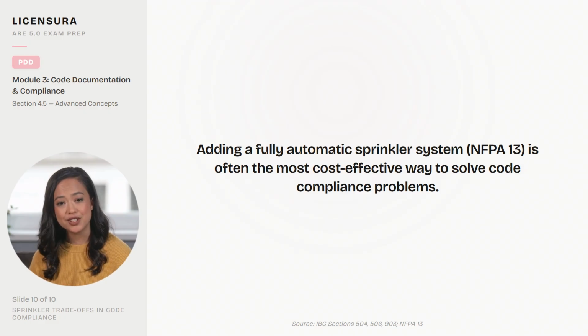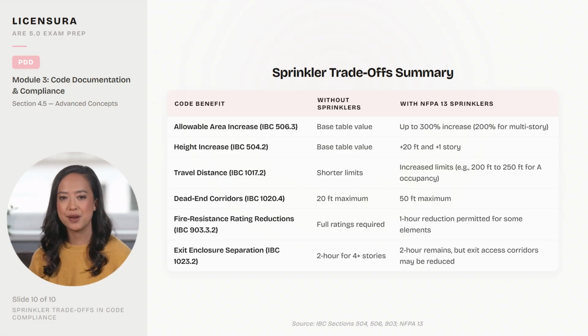Adding a fully automatic sprinkler system, NFPA 13, is often the most cost-effective way to solve code compliance problems. The IBC rewards sprinkler installation with significant increases in allowable area and height, plus reductions in required fire resistance ratings. The sprinkler trade-off summary table shows the code benefits of installing sprinklers. Allowable area increases up to 300%. Height increases by 20 feet and 1 story.